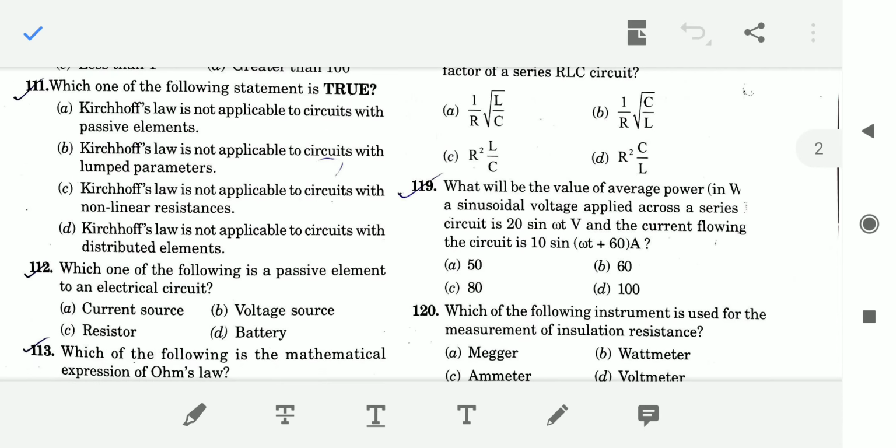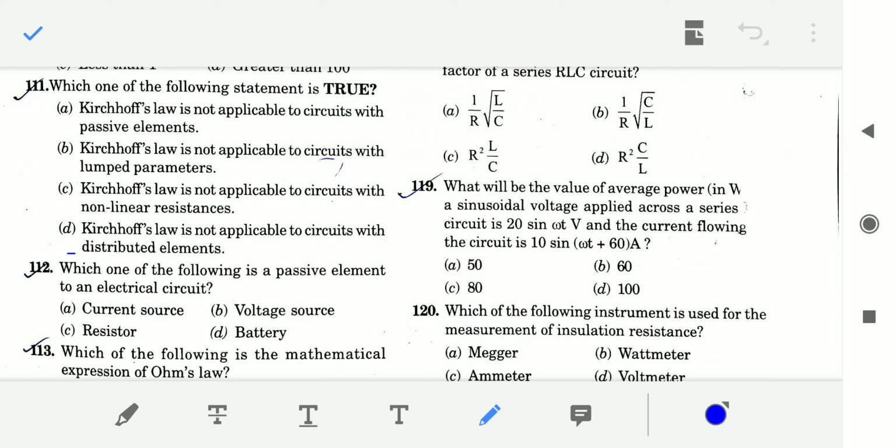Okay, next, which one of the following statements is true? Kirchhoff's law is not applicable to the distributed elements. Option D is right.